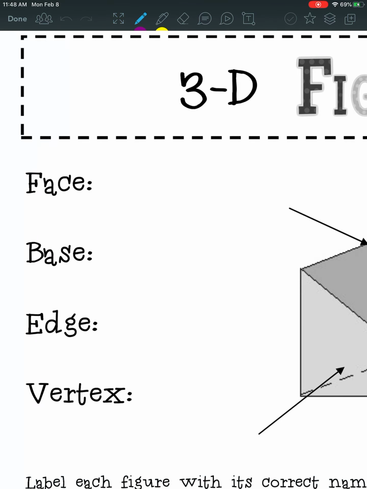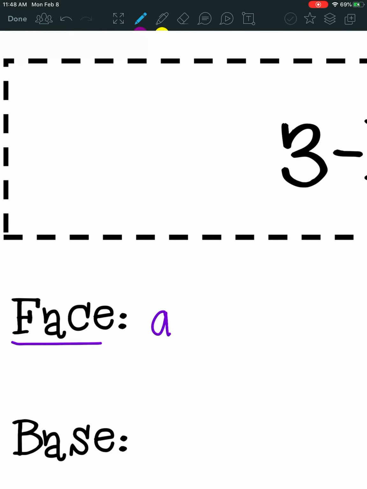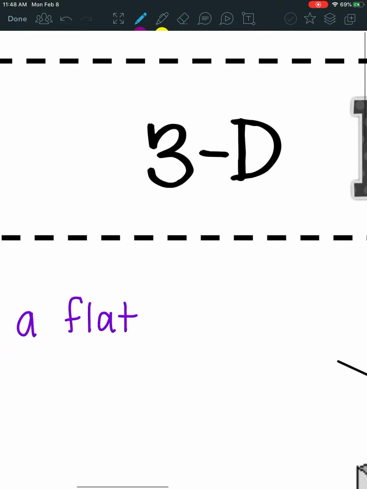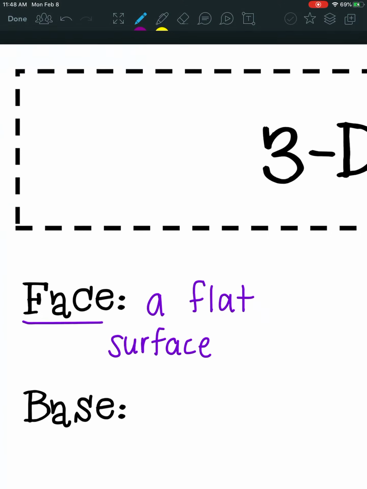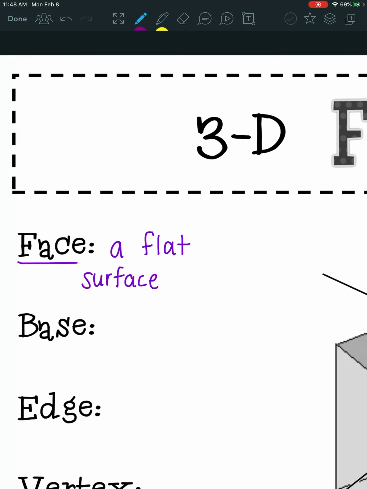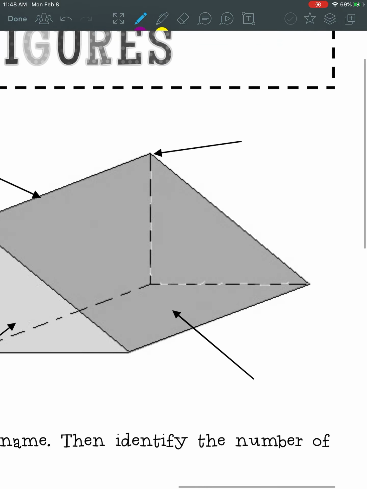A face is simply a flat surface on the shape. So everything we are going to be dealing with is three-dimensional. So they are not going to just be a 2D shape on a piece of paper. You're going to be able to see behind it. It's going to be three-dimensional. So a flat surface is this face over here.